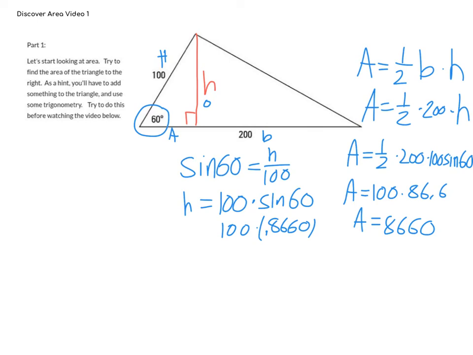You may also have noticed this happens to be a 30, 60, 90 right triangle, although I did not realize that when I made that. So you have some other ways that you might get to this too. But this is the way we're going to talk about for this.